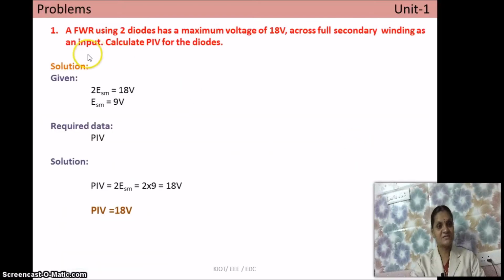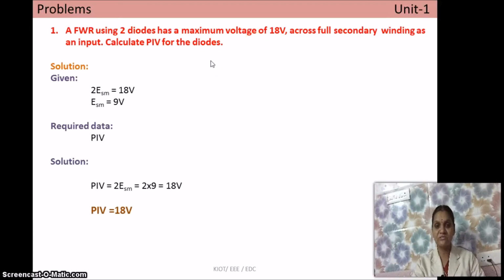See, and the next one is the problem. This is a very simple problem. A full wave rectifier using 2 diodes having a maximum voltage of 18 volts. Full wave rectifier with 2 diodes, maximum voltage of 18 volts across the full secondary winding as the input. That means we can take the input as 18 volts, which is the full wave rectifier using 2 diodes. That means this is a center tap. Maximum voltage, that means maximum voltage across the diode. When you get maximum voltage across the diode, that is nothing but peak inverse voltage.